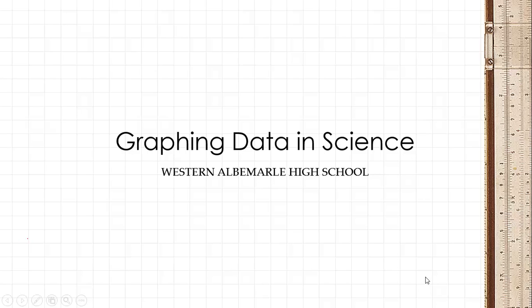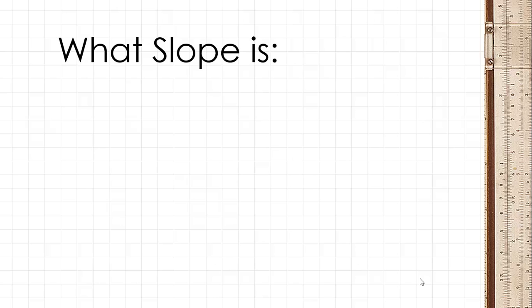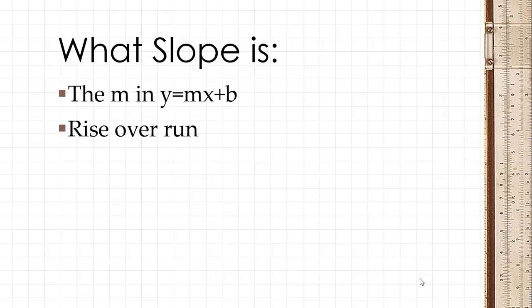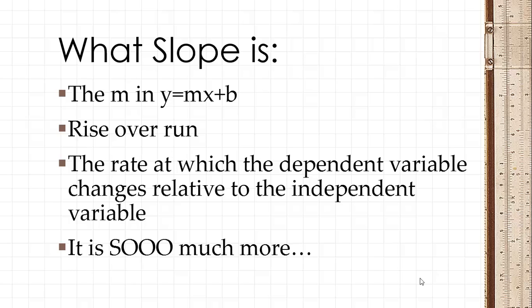Here's another video in the series about graphing data in science. In particular, this video is about what is slope. It isn't simply the m in y equals mx plus b. What is slope? Okay, yes, it is the m in y equals mx plus b. Yes, it is rise over run. And yes, it is the rate at which the dependent variable changes relative to the independent variable. But it's so much more.